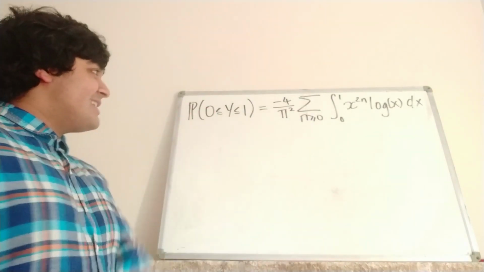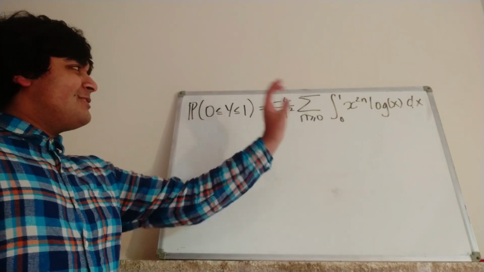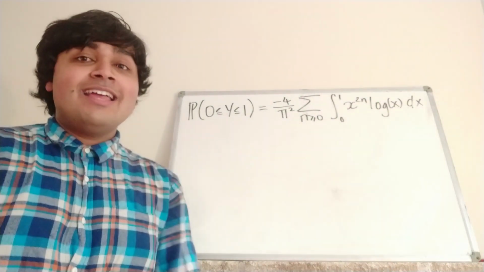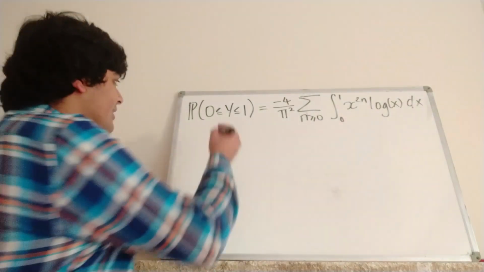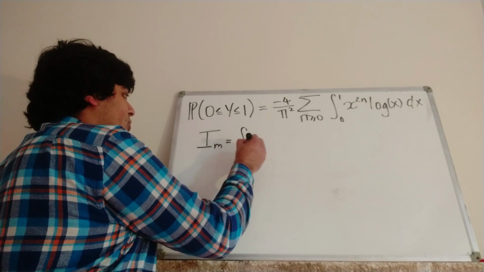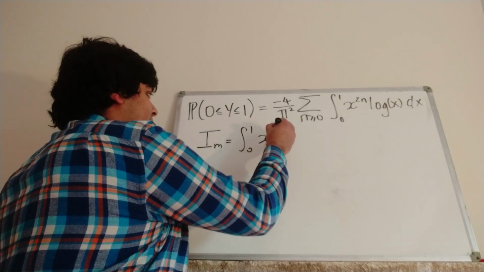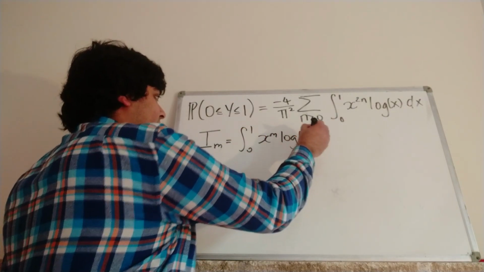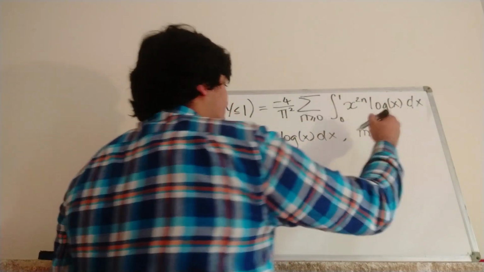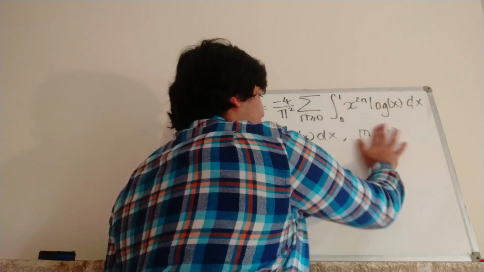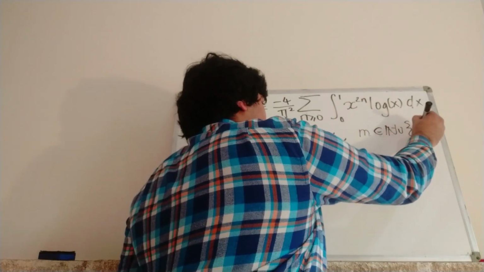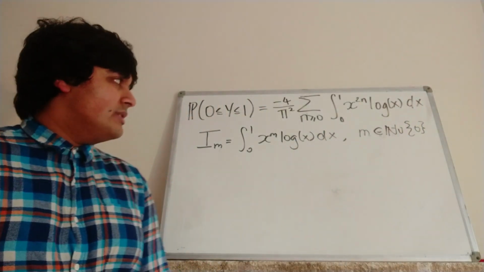Okay, so we have the probability that y which lies between 0 and 1 is minus 4 pi squared times the summation of this integral. But we want to evaluate this integral here, and I'm going to show you how you can do it using a quick trick. So what we're going to do is call Im the integral from 0 to 1 of x to the m times log x dx, where m is greater than or equal to 0. Perhaps just to make that explicitly clear, m is a natural number or 0. So a positive integer or 0.